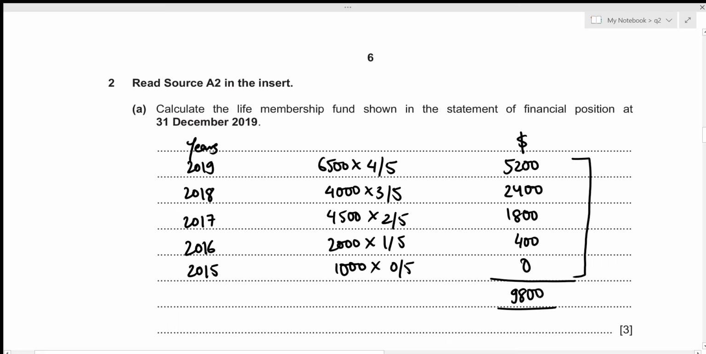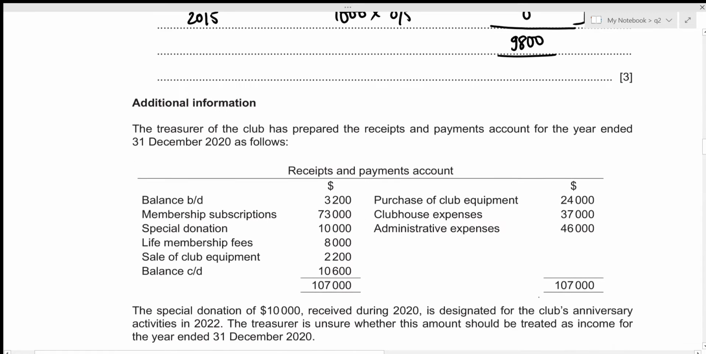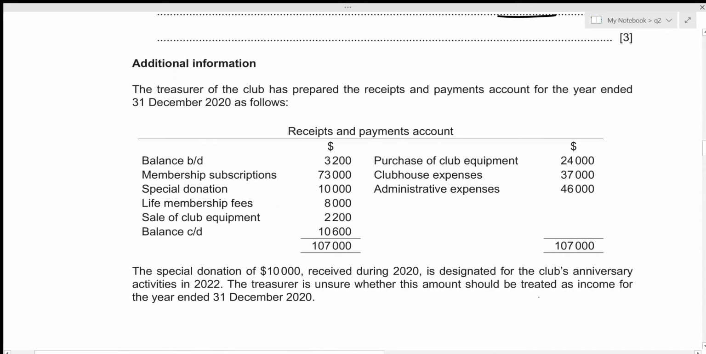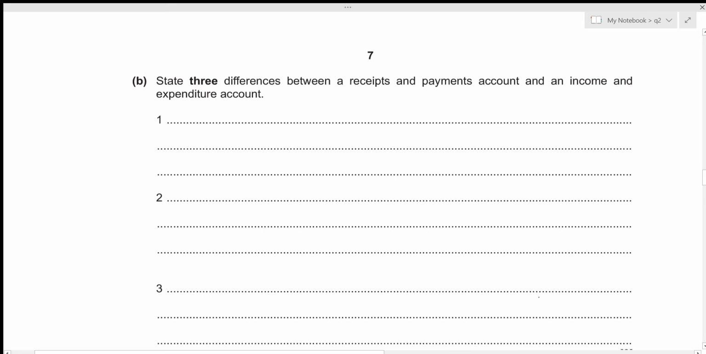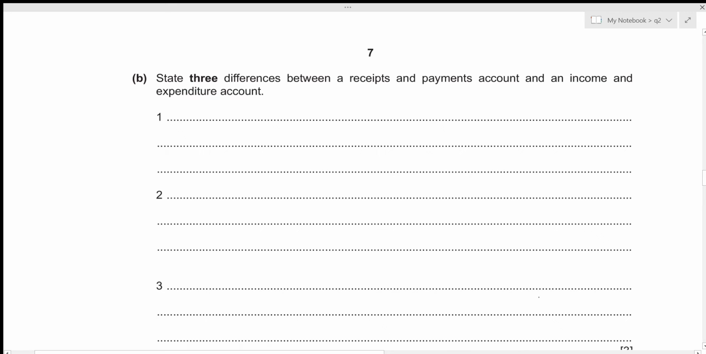We can now move towards the second one. We are given additional information regarding the receipts and payments account. First of all, let's have a look at our question. We need to state three differences between a receipts and payments account and an income and expenditure account. Okay, so the very first one is that receipts and payments, as the name suggests, is a summary of cash receipts and payments, whereas income and expenditure account is a summary of incomes or revenues and expenses, right?